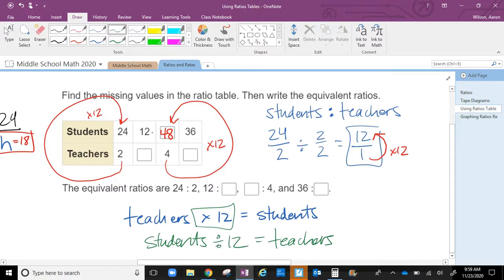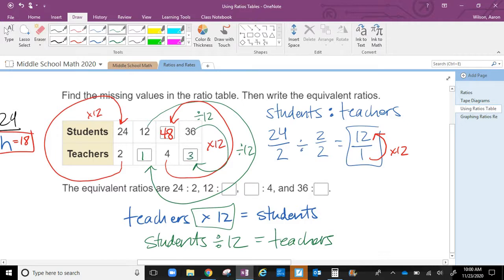So again, I'm going to go from the 12 students over to how many teachers? Well, I'm going to divide by 12. 12 divided by 12 is 1. And the last one here, the number 36, we're going to take that and divide it by 12. And 36 divided by 12 is 3.